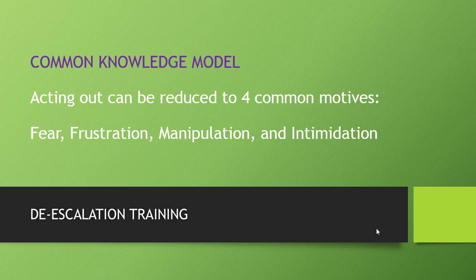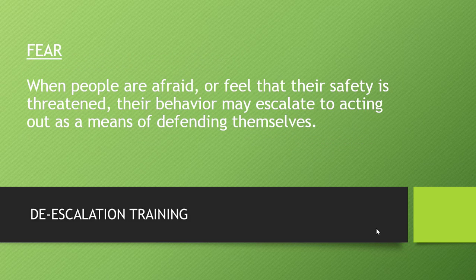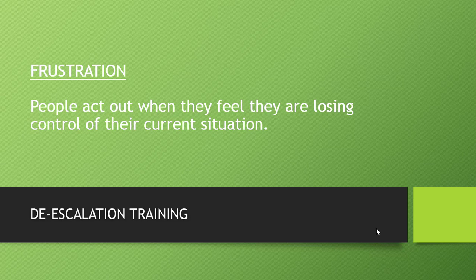The common knowledge model identifies 4 common motives for acting out. One is fear, second is frustration, third is manipulation, and the fourth is intimidation. Fear. When students or people in general are afraid or they feel their safety is threatened, their behavior may escalate to acting out as a means of defending themselves. Frustration. People act out when they feel they're losing control of their current situation.